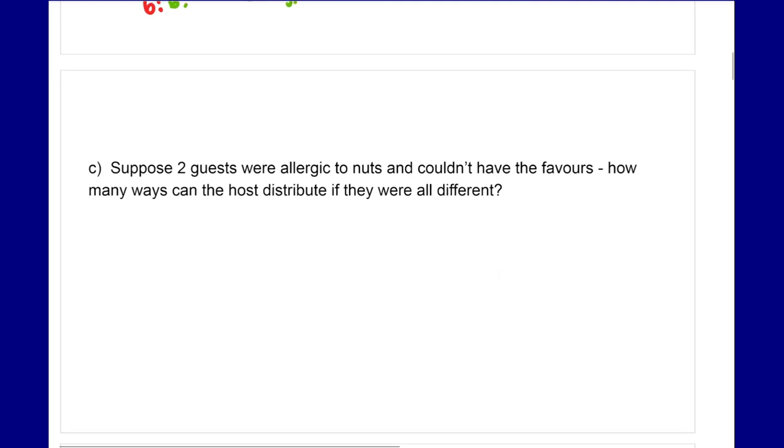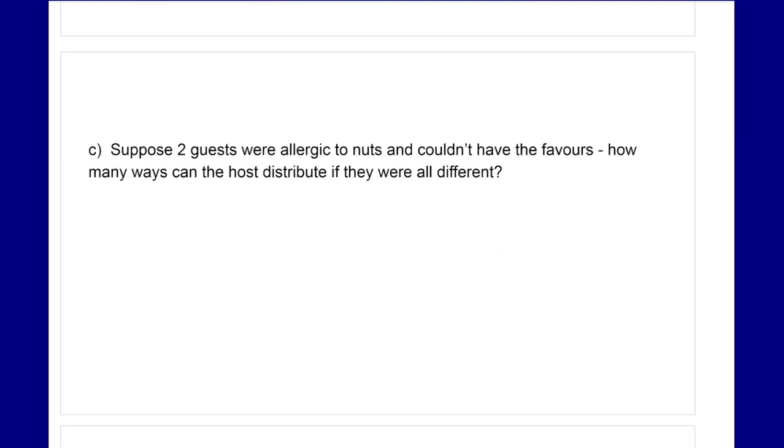For C, this next one, again, same scenario, but suppose two guests were allergic to nuts and couldn't have the favors. How many ways can the host distribute them if they were all different? So this means there are only 10 people getting favors. So I have 12 items and I am picking 10 of them, or 12P10, because the two guests are not getting any. So there's only 10 that I have to hand out.